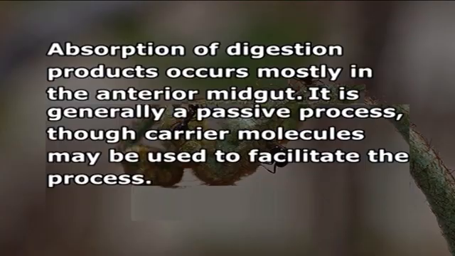Enzymes are released as soon as they are synthesized. Synthesis is regulated so that an appropriate amount of enzyme is produced for the food consumed. Microorganisms in the gut may be important in digestion, especially in wood-eating species, where they degrade cellulose. Absorption of digestion products occurs mostly in the anterior midgut. It is generally a passive process, though carrier molecules may be used to facilitate the process.